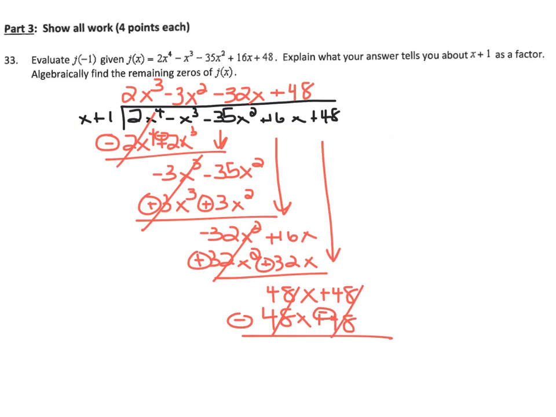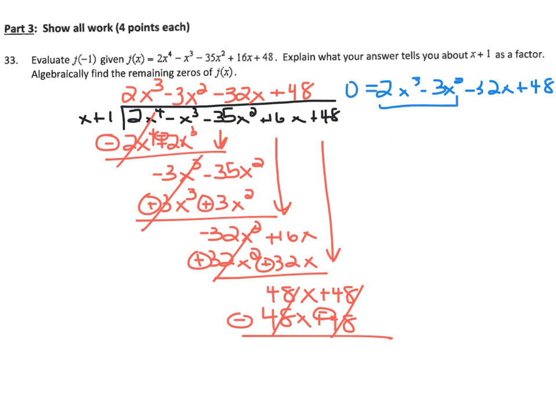Now we're not done here because they want us to algebraically find the remaining zeros. So we know the zero that goes along with this factor is x equals negative 1. Okay, we already talked about that. Now we need to find the zeros that go along with this expression right here. So if we want to find the zeros, we're just going to take that expression and set it equal to 0 and then just solve. I can't fit the 0, so I'm going to put it over here.